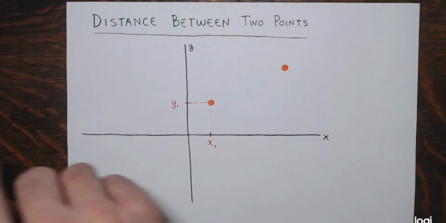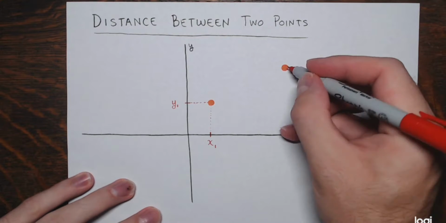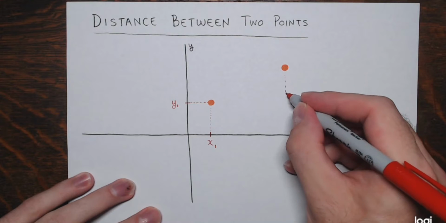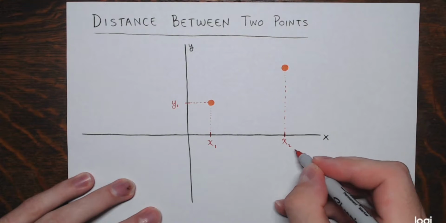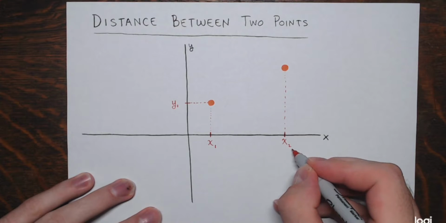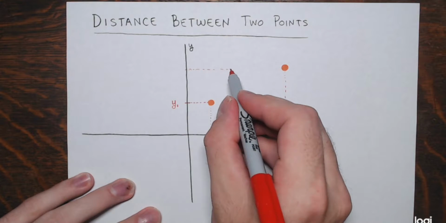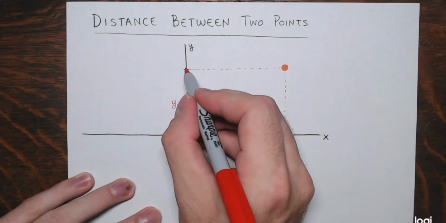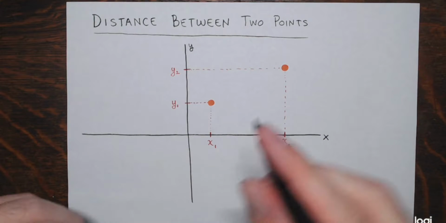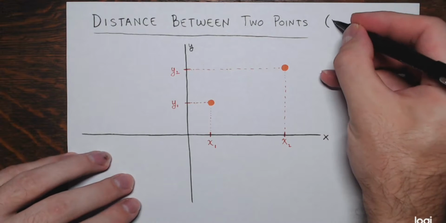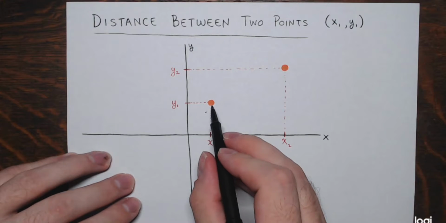And then I'll do the same for the other point. Let's call this point 2. And it has an x coordinate, let's say that x coordinate is x sub 2, not x squared. This is x2. And it has a y coordinate of y2. All right, so the points here are the points with coordinates x1 comma y1. All right, that's this first point here.